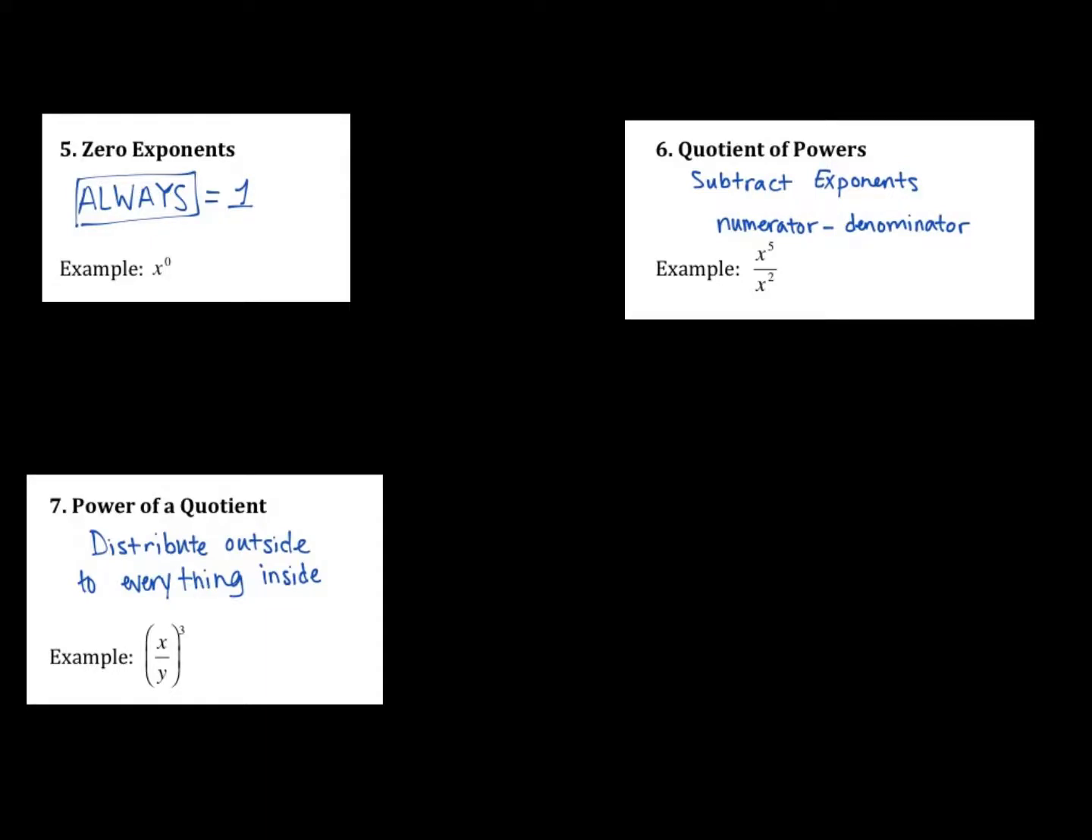Number 5 says, what about zero exponents? Anytime you have a power of 0, it's just the rule of exponents that it's going to be equal to 1. So anytime you have something to the 0 power, it always equals 1.